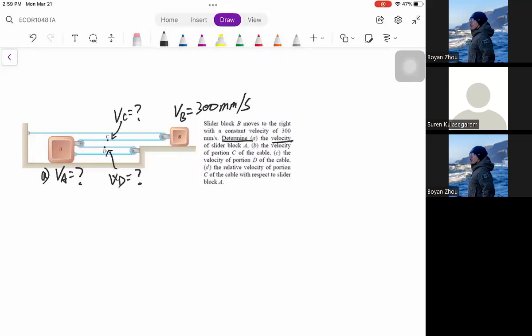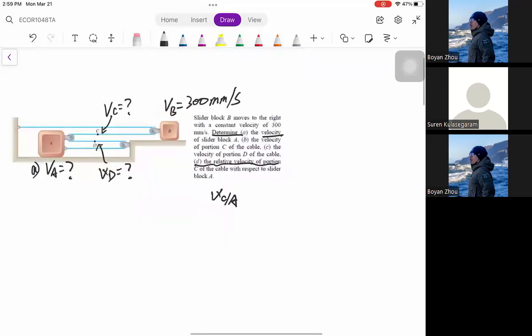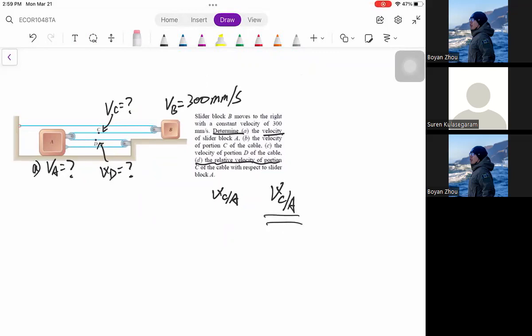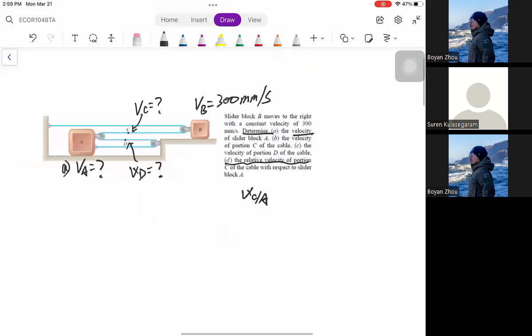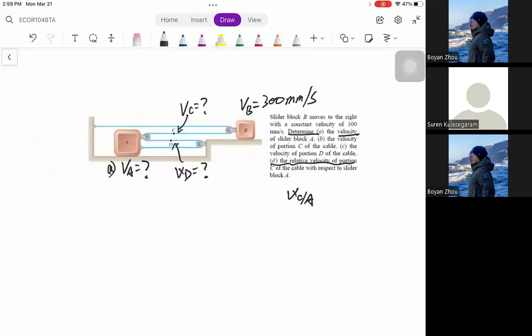And the last one is finding the velocity of C with respect to A. So that is the velocity of C with respect to A. How I remember this one is, when writing the velocity, the first letter is C, with respect to A. So we're finding this value. Anyway, we're doing the first one first.